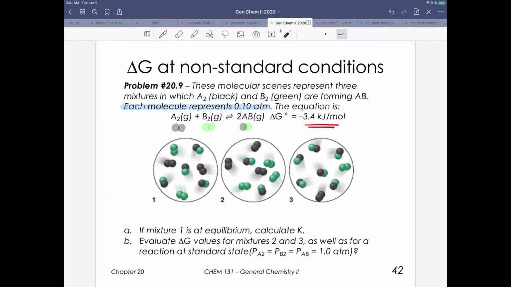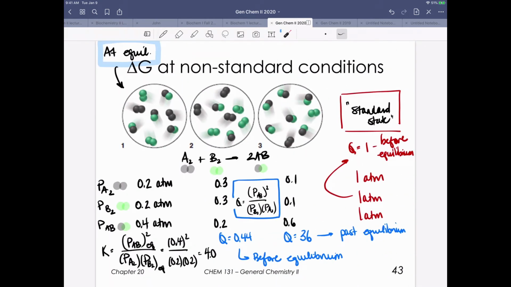There's actually another problem here that asks us to think about what it means to be at standard state. So again, what we're doing here is working through the second part of the problem, evaluating the delta G values for the second and third mixtures as well as for what's at standard state here. So again, we've just figured out what the Q values are for these guys. Again, if everything's at 1 atmosphere, putting all of the ones into this expression gets a Q equal to 1. So in that case, putting things at standard state, which means everything's at 1 atmosphere, for this situation also means we are before our equilibrium.